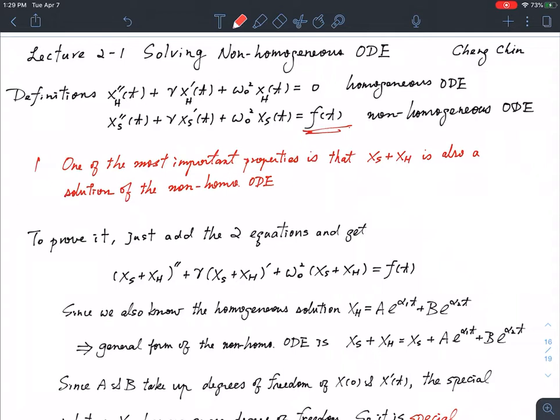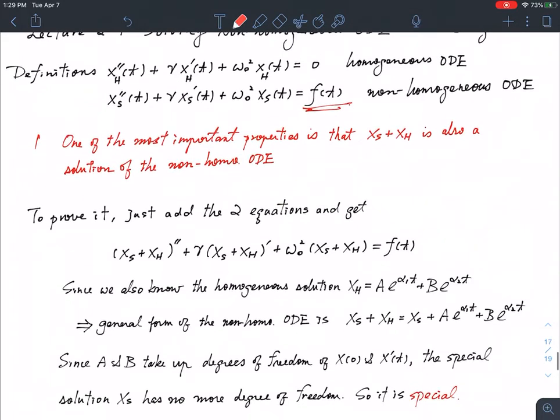But now we'll prepare ourselves for when the system is being driven. They call it non-homogeneous because the right-hand side has an additional term that does not depend on the position, coming from some external force. Right, so there are two important new properties that we need to remind you of for handling the non-homogeneous ordinary differential equation.